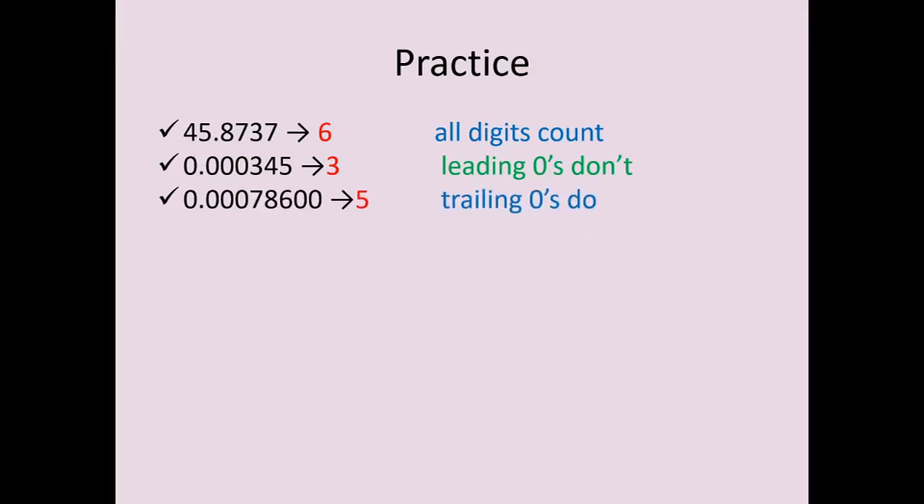The next one is 0.00078600. Now we know that the trailing zeros in a number containing a decimal point are significant. That is, all zeros at the end of a number and after the decimal point are significant. So the answer is 5.